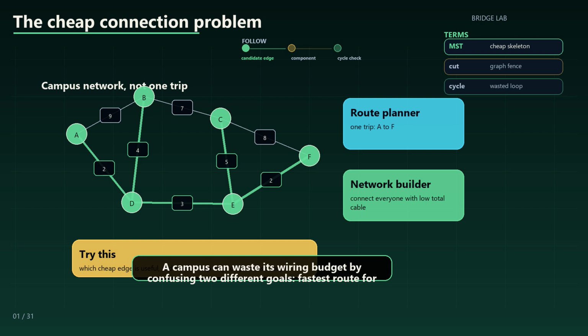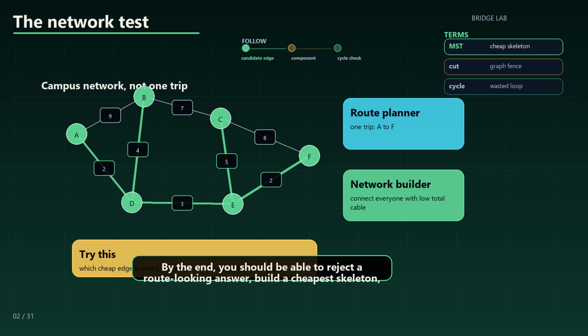A campus can waste its wiring budget by confusing two different goals: fastest route for one person, or cheapest cable network for everyone. A minimum spanning tree connects everything while deliberately avoiding unnecessary cycles. Every accepted edge should feel like a small proof, not a lucky bargain. By the end, you should be able to reject a route-looking answer, build a cheapest skeleton, and explain why one cheap edge is safe while another cheap edge becomes a cycle trap.